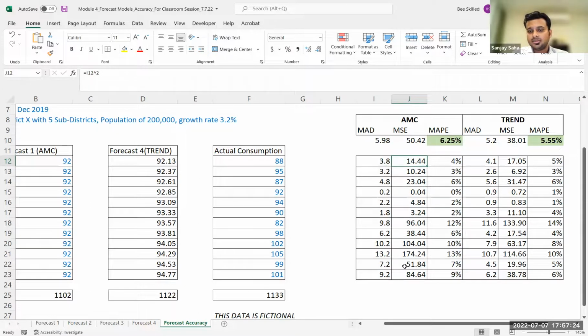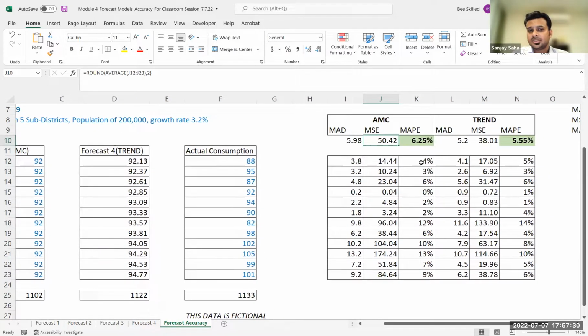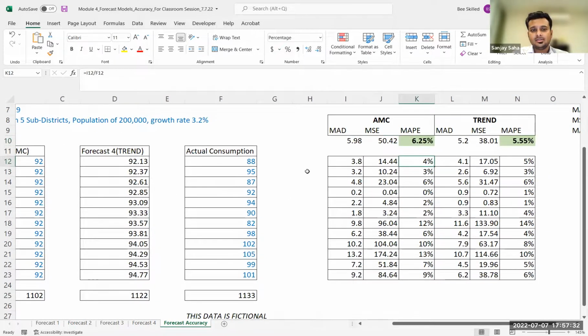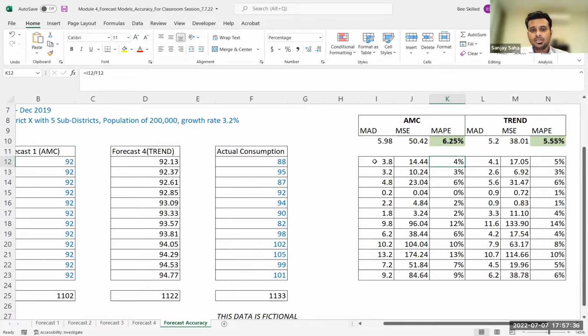So we do it for all the months, and then we take the mean. It becomes mean squared error. To calculate the percent, we divide the absolute deviation by the actual consumption.